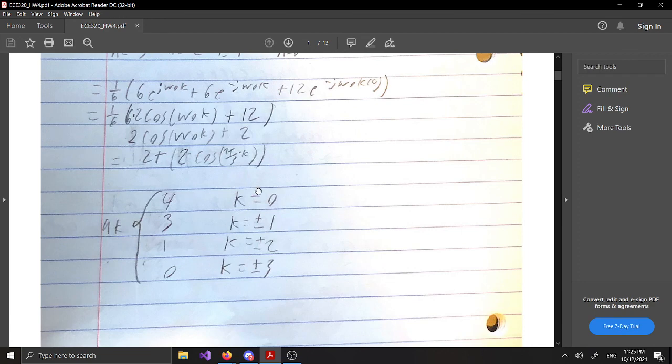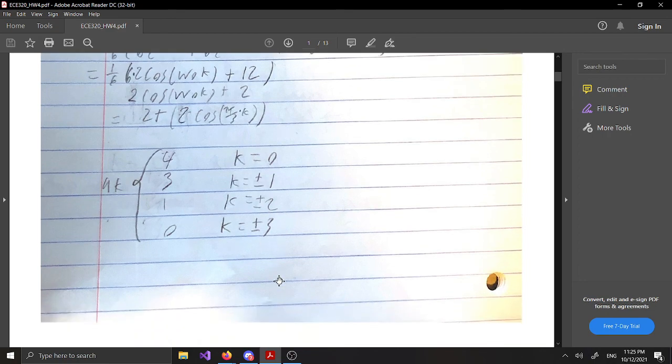And then you have to do for these parts, solve it, put in your calculator, putting in your k values. So for k equals 0, it's 4. K equals plus or minus 1 is 3. K equals plus or minus 2 is 1. K equals plus or minus 3 is 0.